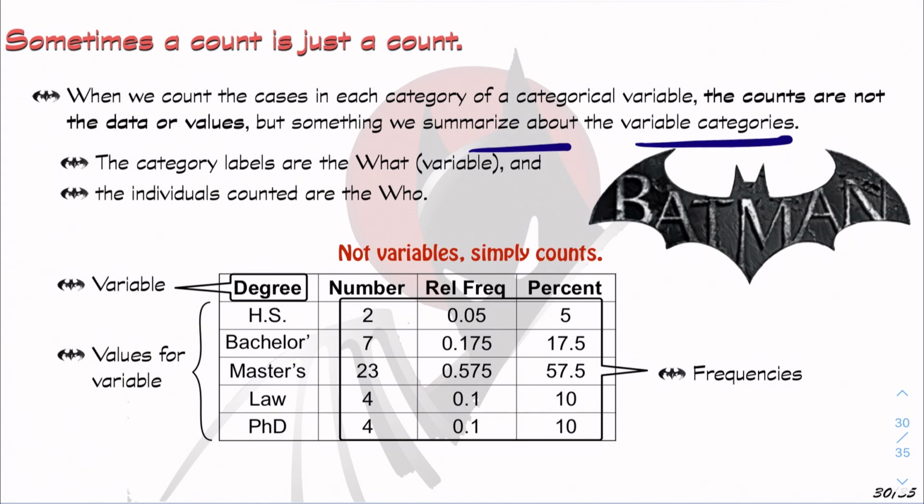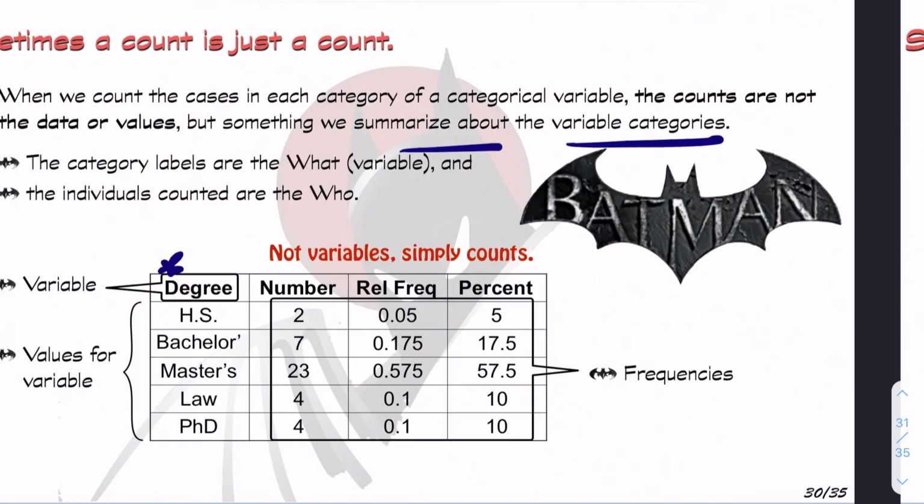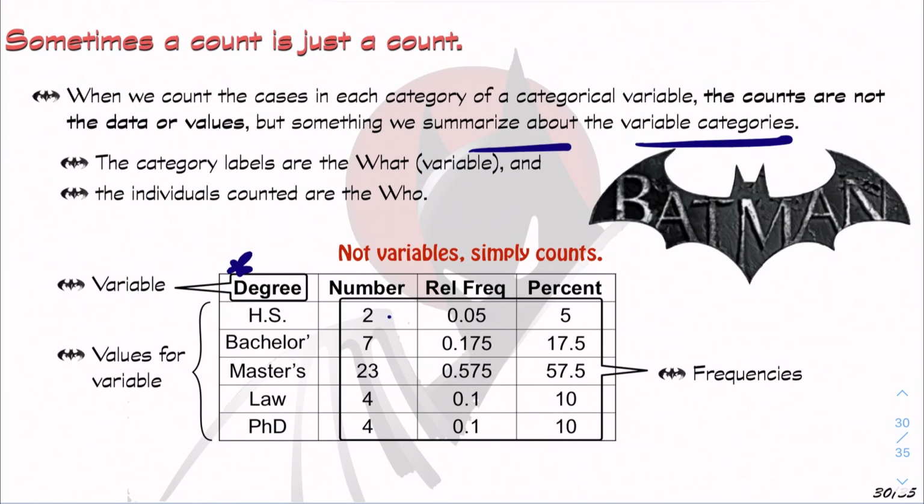So if we look at this table below, the category labels are the what. The individuals counted are the who. So the variable in this case is the degree that someone holds. The values that we're measuring is which different types of degrees people have. So high school, bachelor's, master's, law, PhD. And then we have the values here, the number of high school, bachelor, master's, law, and PhD degrees, and the relative frequency and percent. We'll talk about that when we get to categorical variables, but not variables here, just counts.